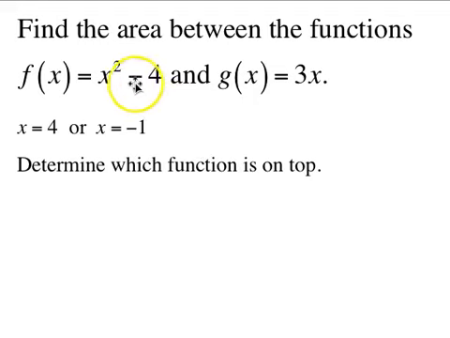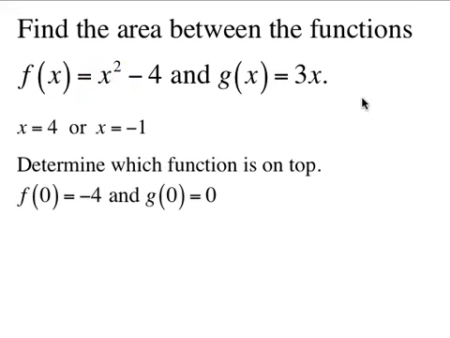If I plug 0 into this first function, f of 0, 0 squared minus 4 is -4. Plugging 0 into this function, g of 0 is 3 times 0, which is 0. So let's visualize this. They intersect at -1 and 4, but f of 0 is -4, g of 0 is 0. The g value of 0 is higher than the f value of -4, so g is the function that's on top. 3x is the function that's on top.